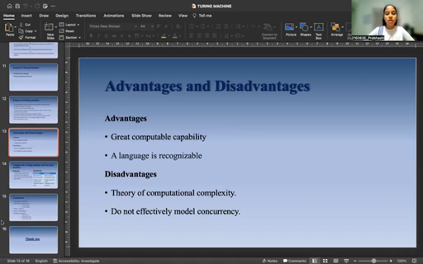Disadvantages are computational complexity theory. The strength of a particular arrangement is not well modeled by Turing machines. Modern computers with stored programs, for instance, are examples of a more specialized type of abstract machine known as random access stored program. Then another limitation is that they do not model concurrency well. So over to you, Shamika.